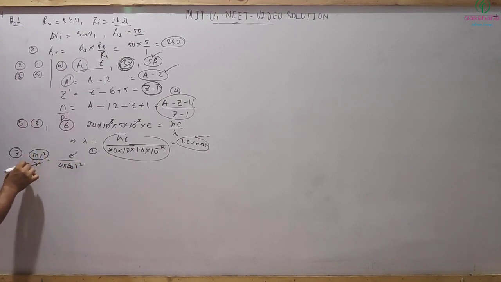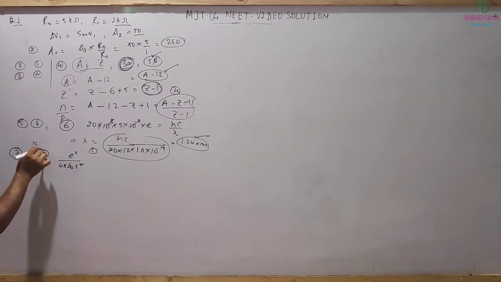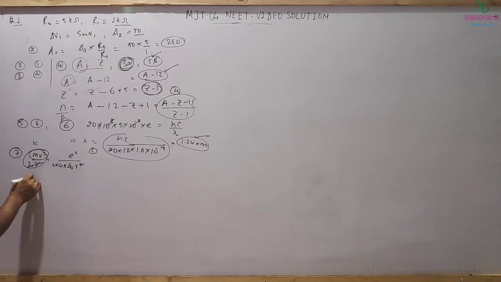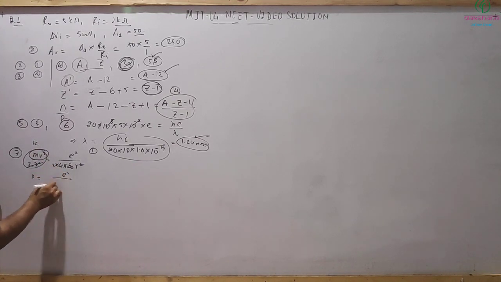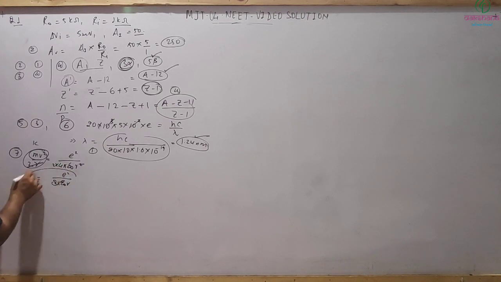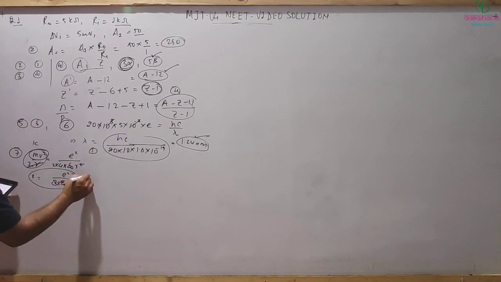mv square divided by 2 is the kinetic energy, so this is divided by 2 here also. So kinetic energy is coming out to be e square by 8 pi epsilon naught into r. This is the answer matching with option number 2.